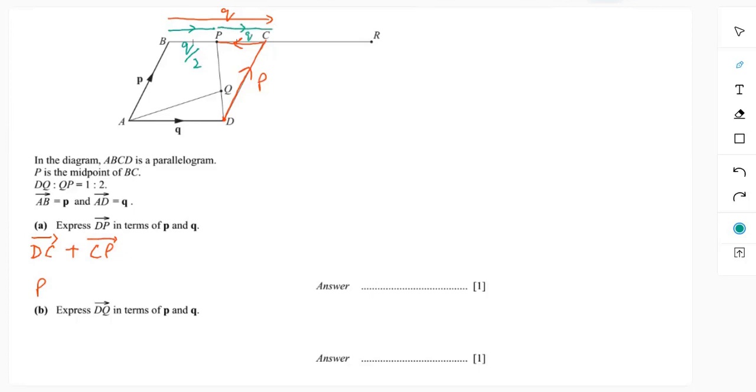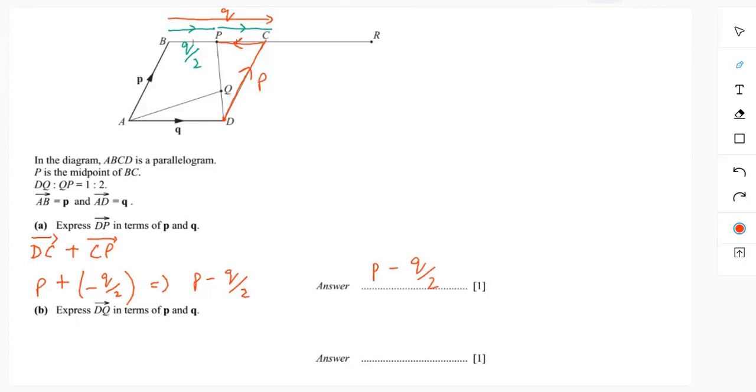आपको क्या चाहिए? आपको इसके ऑपोजिट डायरेक्शन चाहिए. आपको PC नहीं चाहिए, आपको CP चाहिए. So what you have to do is you just use the negative of that. So that's P plus minus Q over 2, and that gives you P minus Q over 2. Exactly. So that's what you get. P minus Q over 2. Okay? So that's the vector DP.